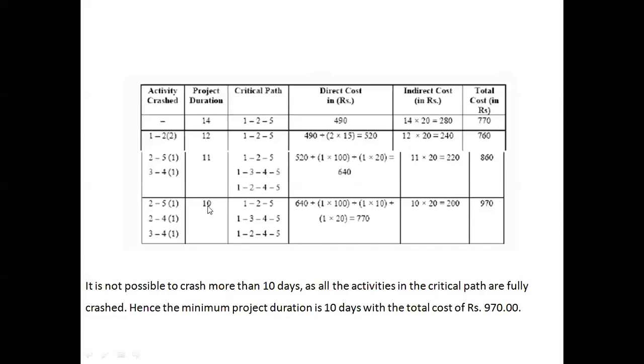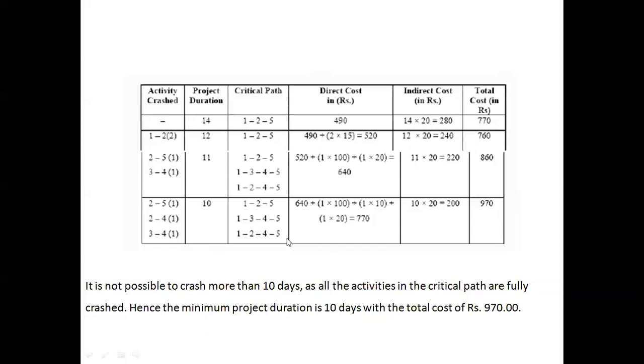Then all the activities have been crashed. Further crashing is not possible here. So hence, in this problem, the minimum project duration is 10 and the corresponding cost is 970. So please go through this problem once again, because in this problem it is only asked to find the minimum crash duration. So here we have found the minimum crash duration as 10 days.